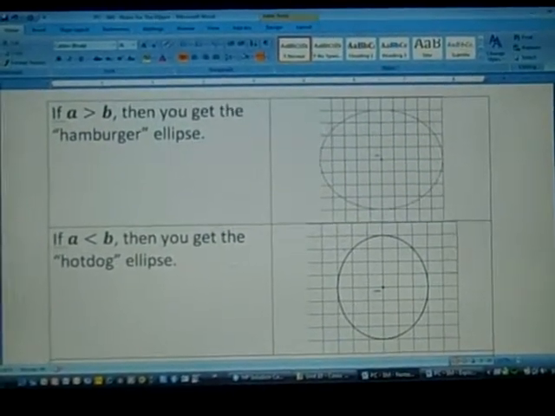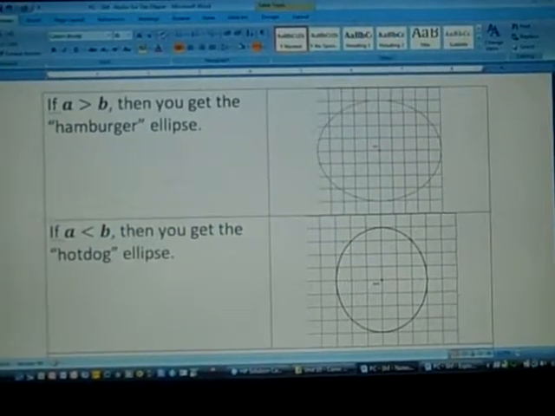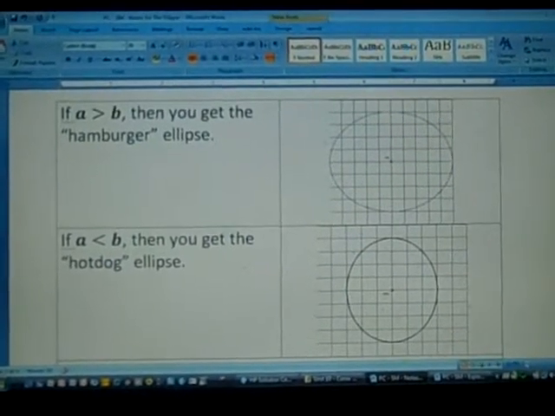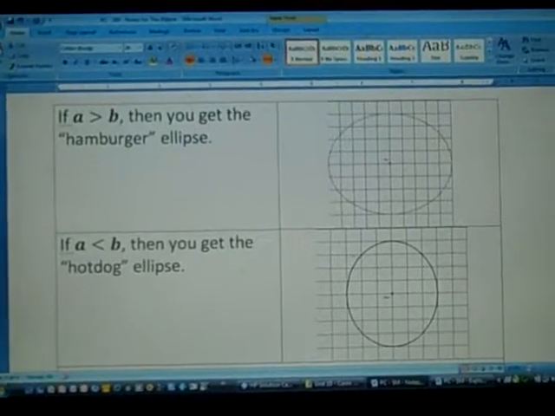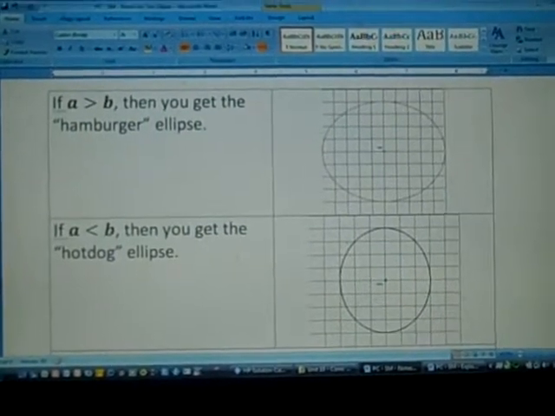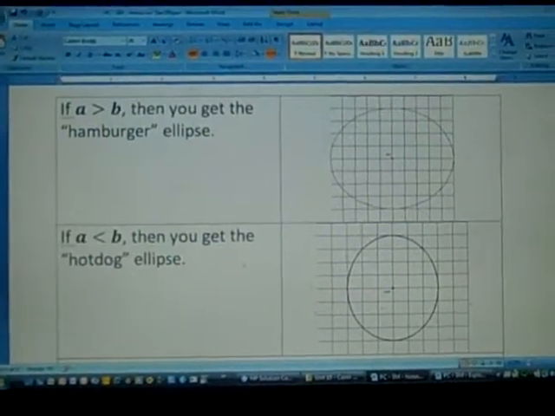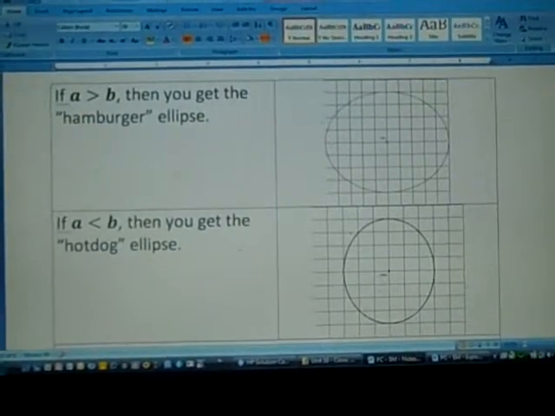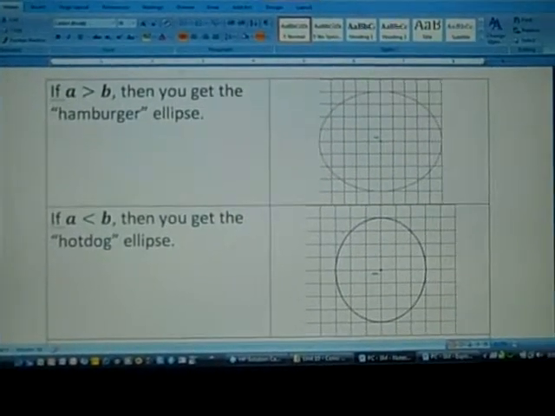Now, the last thing that we're going to do is we need to talk about how do you actually find the foci of the ellipse. In some of the problems we've done, I've given you the foci. In this case, I haven't given you the foci, but I want you to find them, and we're going to go through the process to do that.